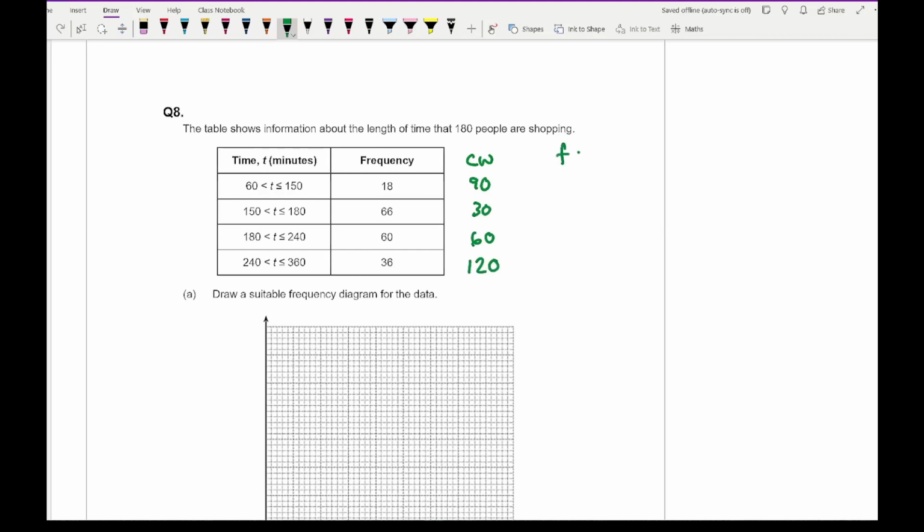So then working out the frequency density of each of those, I'm going to have 18 divided by 90, which is 0.2. Then 66 divided by 30, which is 2.2. Then we've got 1, and we've got 36 divided by 120, which is 0.3.